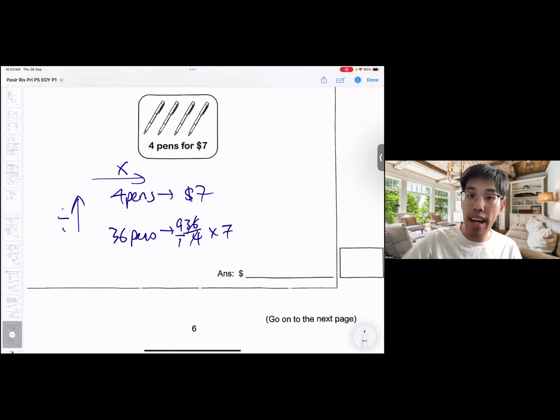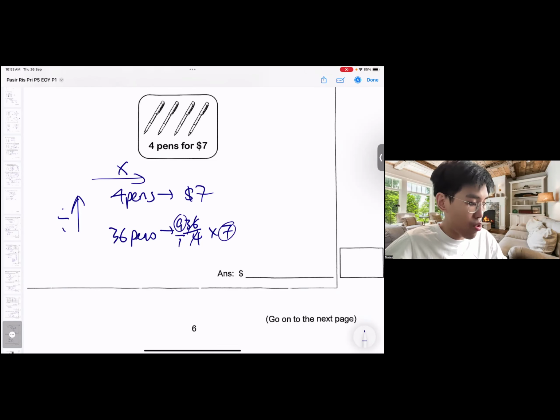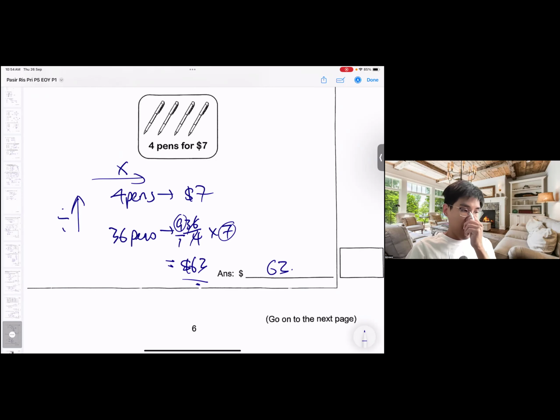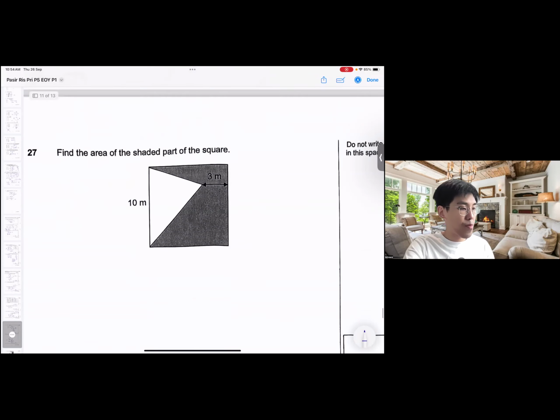This is also the reason why I keep emphasizing that we need to simplify fractions always. It allows you to break down numbers subconsciously and to solve calculations much more smoothly. So 9 times 7 is 63. That's my answer. Can? Okay, let's move on.